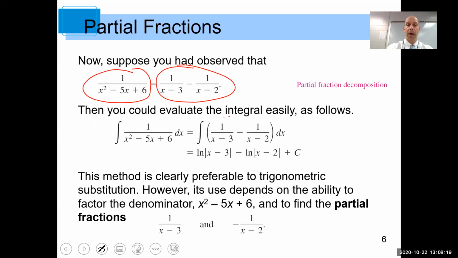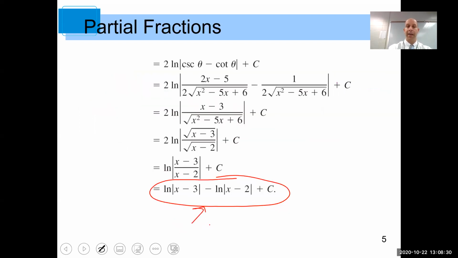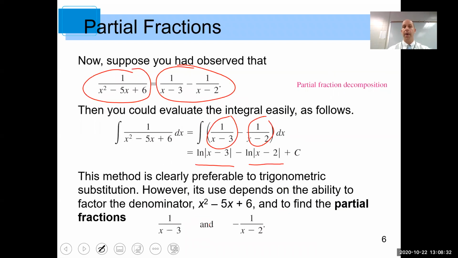And by the way, I'd like to remind you, guess what the integral of 1 over x minus 3 is? Well, it's the natural log of x minus 3. And what about 1 over x minus 2? Well, that's the natural log of x minus 2, which is precisely what we said there. So if somehow we had known that this fraction was equivalent to those two fractions, we could have done this much easier. So I'd like to show you how we got this result here.